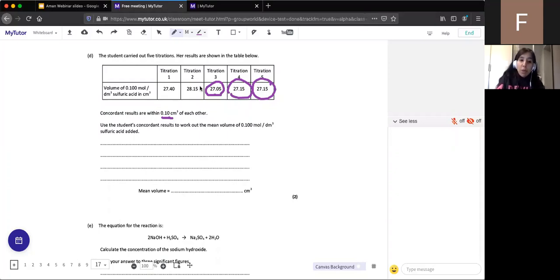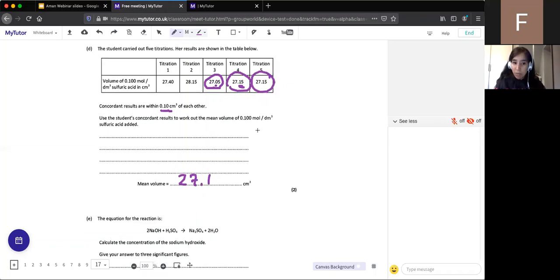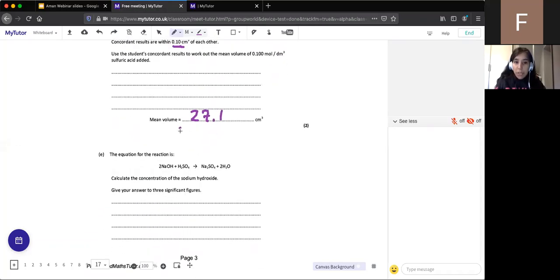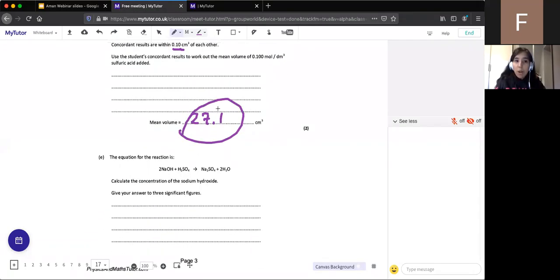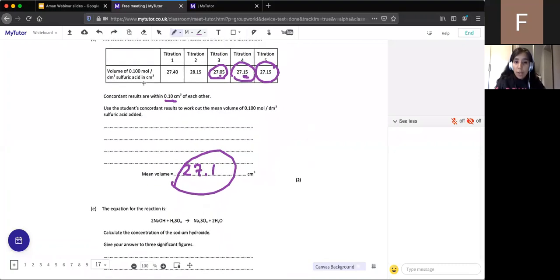Yep, 27.1 to 3 significant figures. So 27.1, and that's about what we would expect. We expect it to be closer to 27.15 than 27.05 because there are 2 that are 27.15. Okay, so that's the volume of our sulfuric acid.